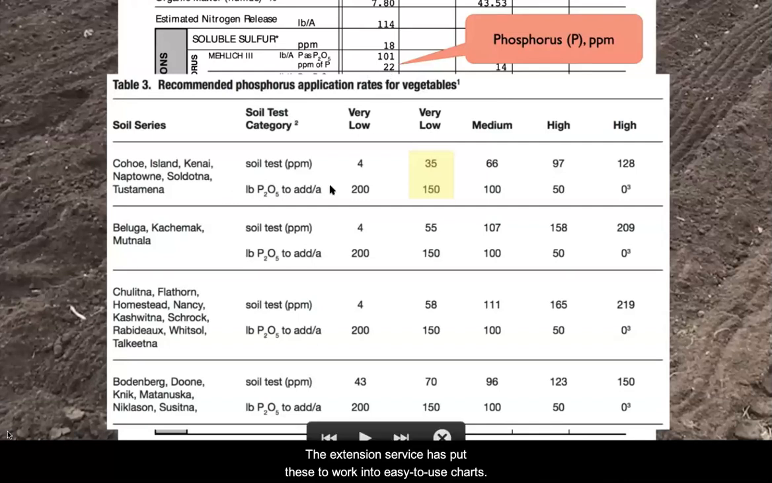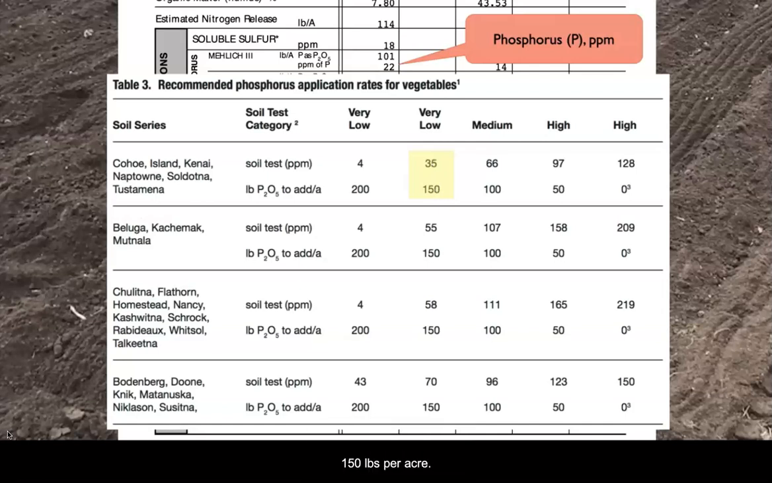The Extension Service has put these into easy to use charts. For some of our soils, if you happen to have one of these soil series listed here, which are very common on the Kenai Peninsula, and you have a soil phosphorus level below 35 parts per million, you're going to need about 150 pounds per acre, which is a lot of phosphorus. If you have different levels, the amount you need changes. And my soil calculator, which I will show you in a little bit, actually calculates all of this for you.